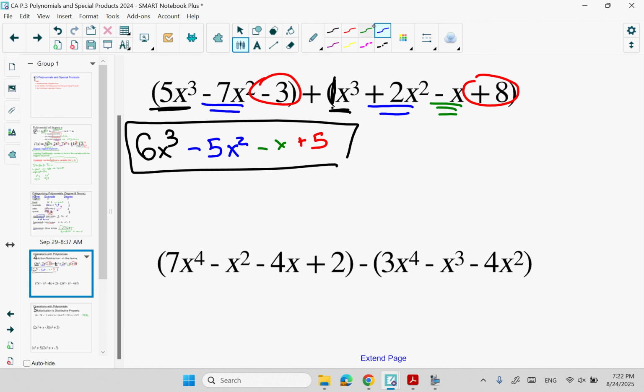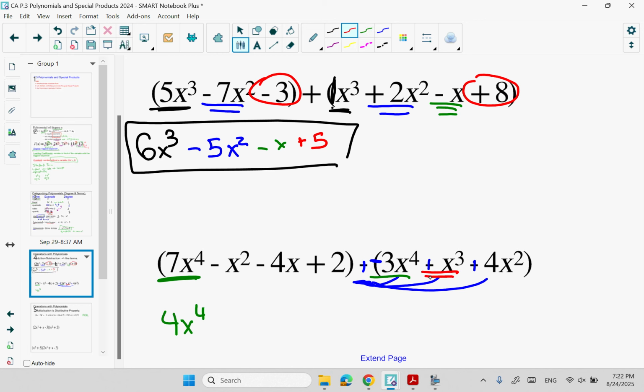Subtraction functions very similarly. However, we have to take one more step. Anytime we are subtracting an expression, it's often known as distributing a negative. So I'm going to flip the polarities of all those expressions. From there, though, everything stays the same. Now I'm just adding, like what we just did. So 7x to the fourth minus 3x to the fourth gives me 4x to the fourth.